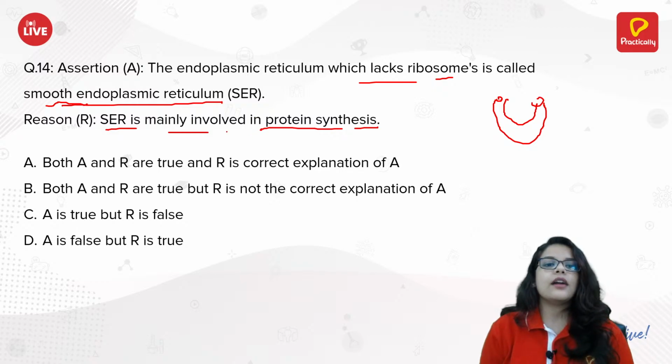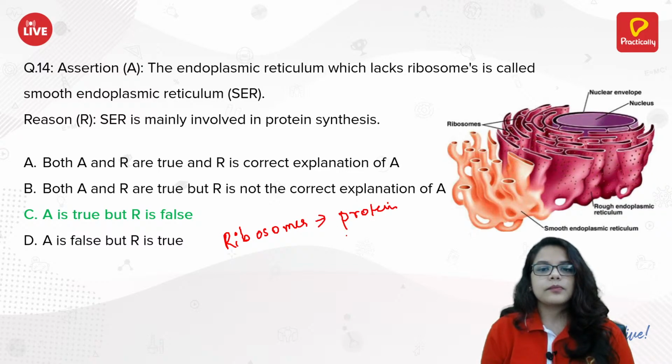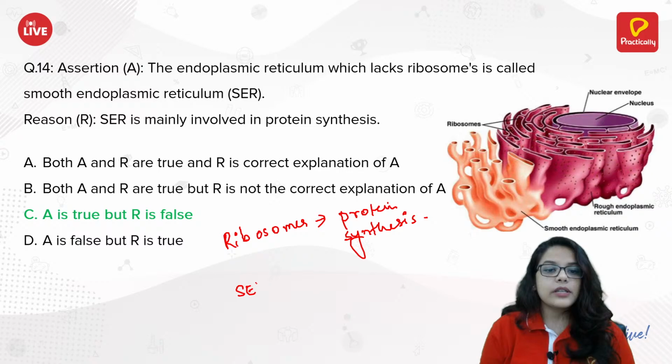But they are not involved in protein synthesis. They are involved in fat and lipid molecule synthesis, not protein synthesis. They don't have ribosomes. See, the basic idea is ribosomes help in protein synthesis. Now, the smooth endoplasmic reticulum does not have ribosomes.